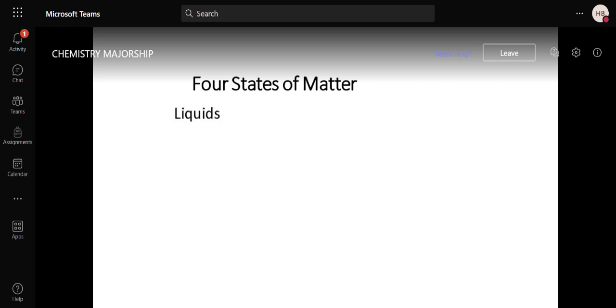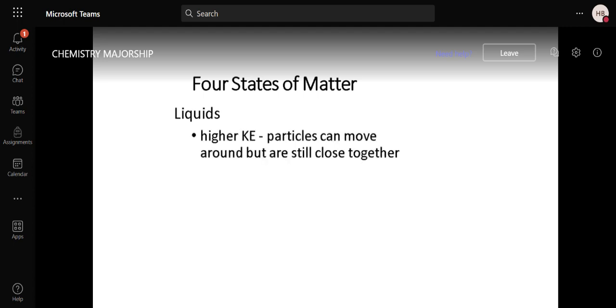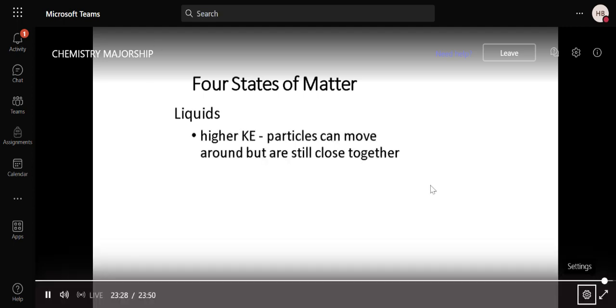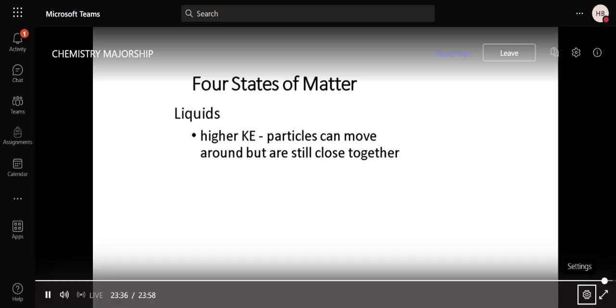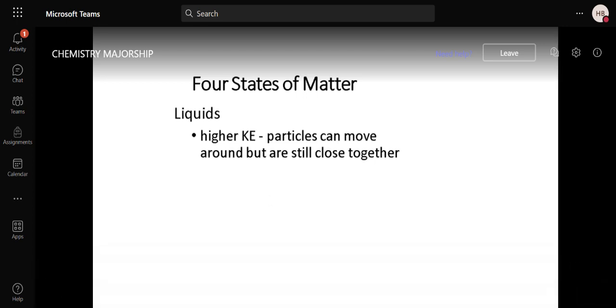Next one, we have the liquids. Okay, so for liquids, ano kaya sa tingin nyo compared to the kinetic energy of a solid? Syempre, medyo mas mataas ang kinetic energy niya. Okay, the particles can move around but are still close together. What do you mean by close together? Dikit-dikit pa rin sila, magkakatabi. Hindi pwedeng nakalutang yung ibang liquid particles doon sa container.